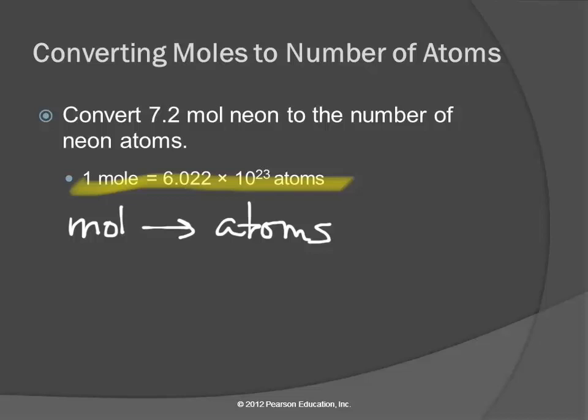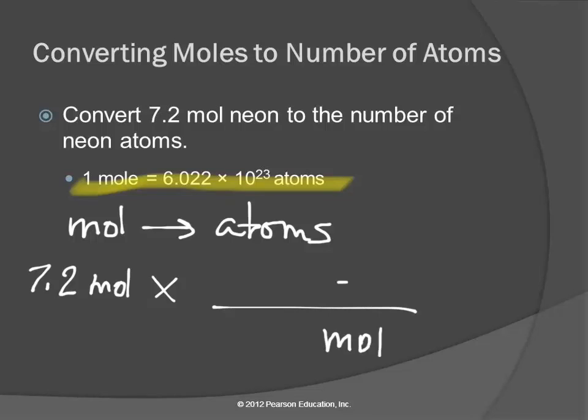The relationship between moles and atoms is Avogadro's number. And so we just go 7.2 moles times, let me get some more room here, and we're going to have moles on the bottom and atoms on the top. And that's dimensional analysis, chapter 2. These moles cancel out.